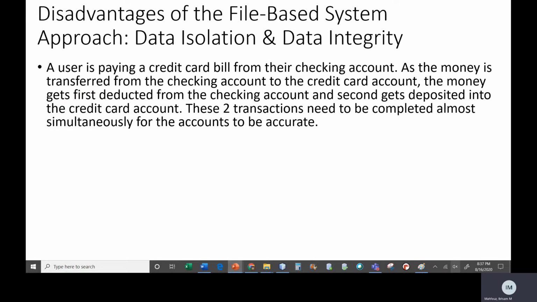Let's talk about another problem that we might have. So imagine that a user is paying a credit card bill from their checking account. Let's say the checking account has $1,000 in it. Their credit card bill comes in and it's $100, and they need to go pay this credit card. So they log in and they request a transfer to be made from the checking account into their credit card account so that the bill gets paid. At the end of the day, what we want is the credit card to show a balance of 0 because it was paid, and the checking account to show a balance of 900, the 1,000 minus 100.